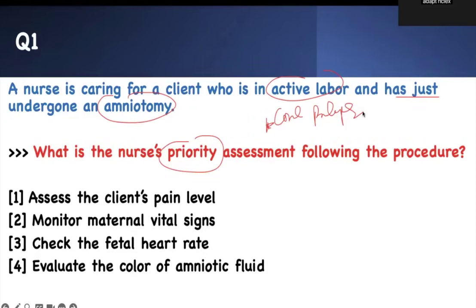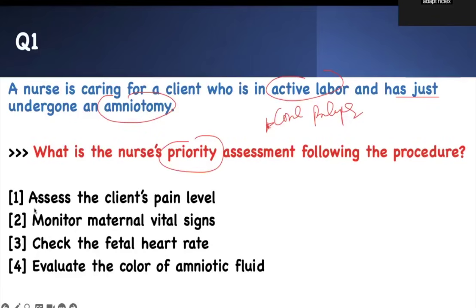Therefore, assessing the client's pain, they're not supposed to have too much pain. They just have small discomfort, but no pain. Of course, we're going to monitor their vitals, but that is not the most important. The most important, the one who is going to suffer is the kid. Of course, I got to look at the color of the amniotic fluid. If it looks green, there's meconium in it. But I have to look for number one, which is called prolapse.